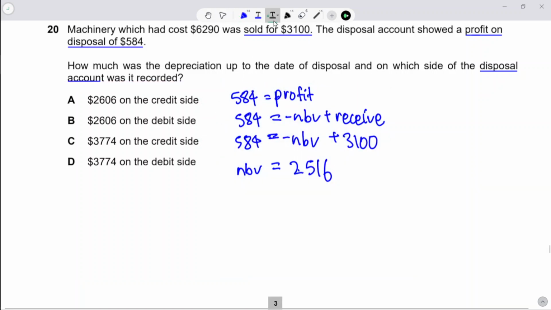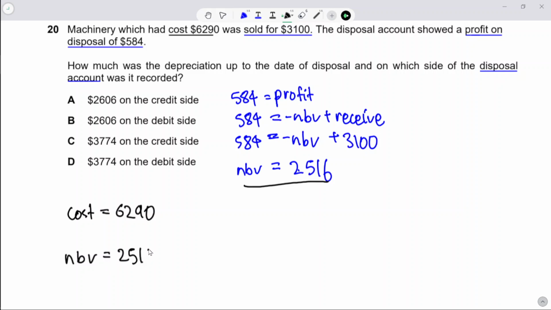Then let's say this cost, right? And then this net book value, right? The cost is this amount, then the net book value is this amount. So AD will be this minus this, which will be 3774.